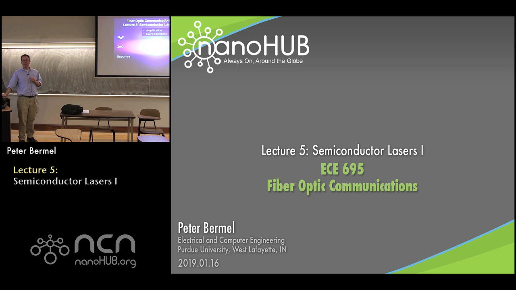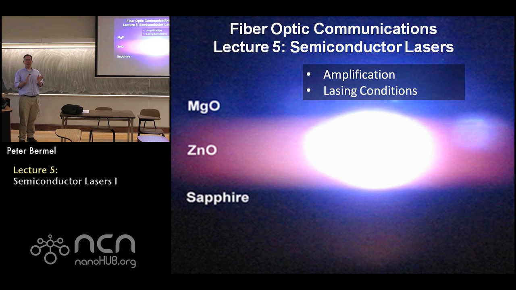Okay, so welcome back to ECE 695 Fiber Optic Communications. What we're going to talk about today is an extension of our previous discussion on lasers. Now we're going to be talking about the specific things that come into play with semiconductor lasers. And in the background is an example of the emission pattern of a UV laser, which is made basically from zinc oxide, but it also has other layers in the structure. So you can kind of see it.